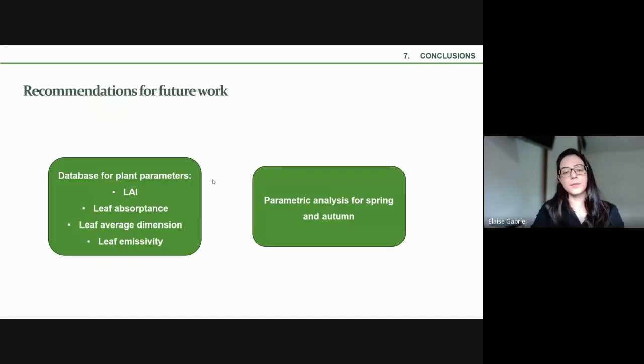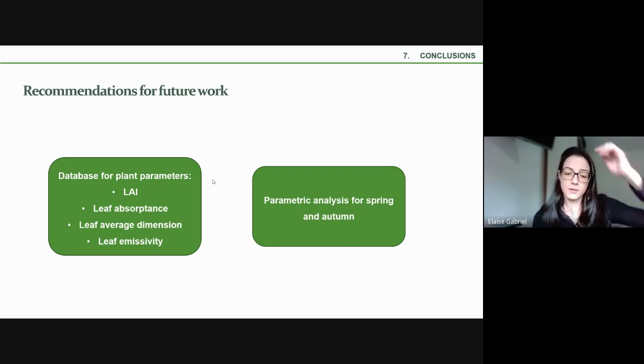For future research, we recommend the elaboration of a database for plant parameters, such as leaf area index, leaf absorptance, leaf average dimension, and others, which could be monitored and measured to use more accurate values in the mathematical model. The same recommendation can be made for green roofs in subtropical climate.